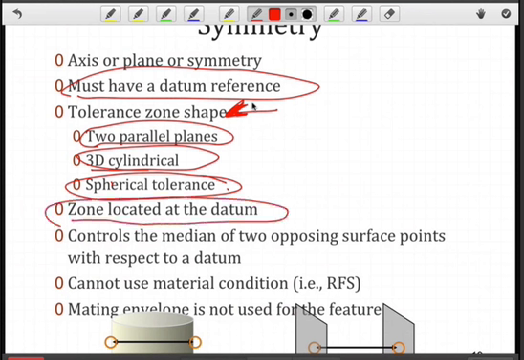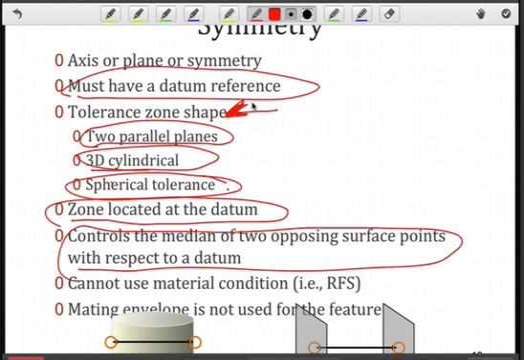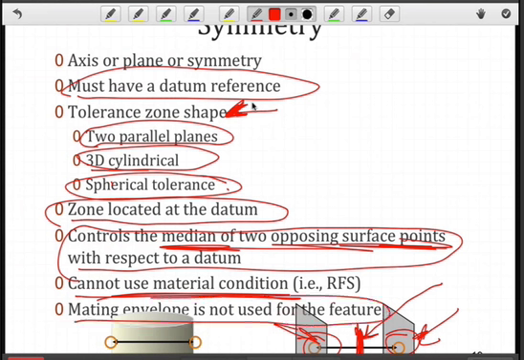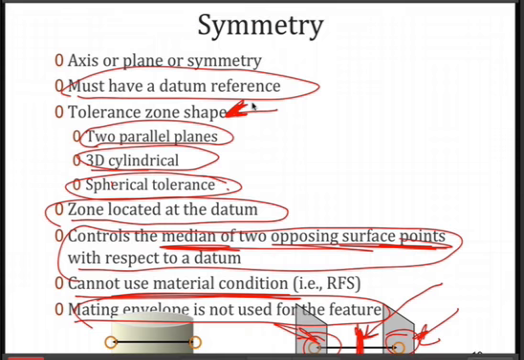So the zone is going to be located at the datum, again, centered around that datum, and will control, as we did with concentricity, the median of two opposing surface points. So here, as you can see in the figure, instead of a cylinder, now we're talking about points on a plane. And then we'll take the median point and determine whether or not that median is within the tolerance zone. As with concentricity, you can't use material condition, and of course we're not using a mating envelope to determine the location of the feature. So what does this look like?